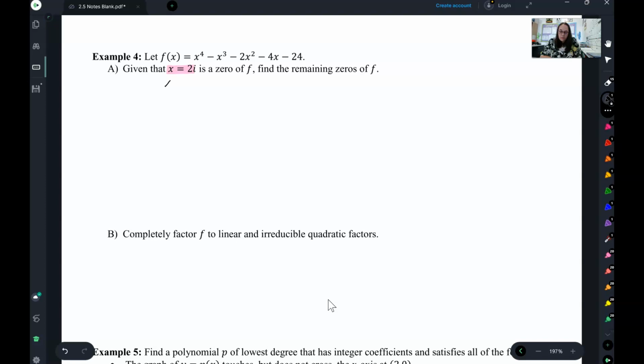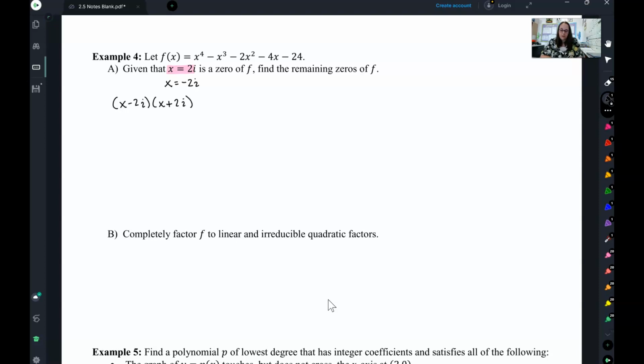If x equals 2i is a zero, then we know that x equals negative 2i must also be one of the zeros. So if we take the zeros and put them in factored form, that gives me x minus 2i, x plus 2i. That has to be two of my factors.